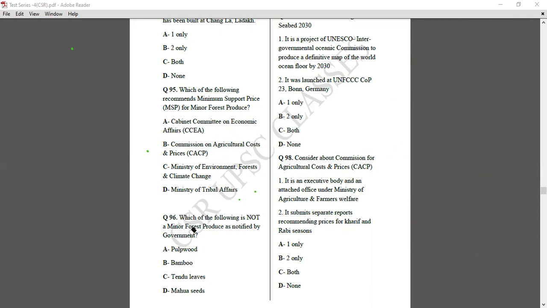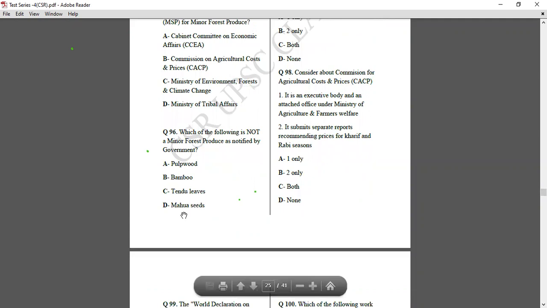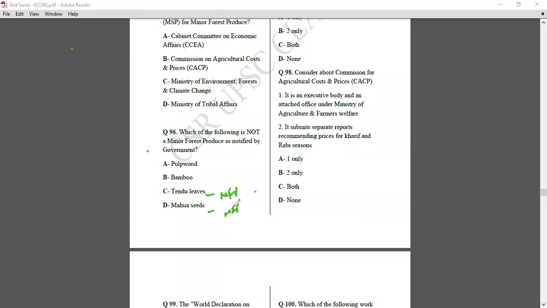Next. Which of the following is not a minor forest produce as notified by government? Out of this, which is not a minor forest produce? So when you do the topic of minor forest produce, you have to know also some product names. Pulpwood, bamboo, tendu leaves, or mahua seeds. So here, tendu leaves is a minor forest produce. Mahua seeds is a minor forest produce. Pulpwood is actually a major forest produce. Bamboo is also a minor forest produce.